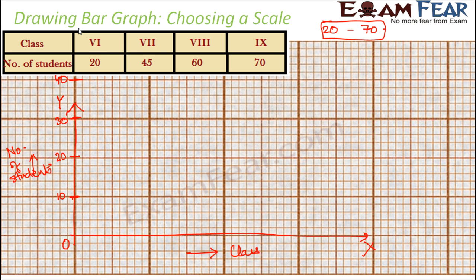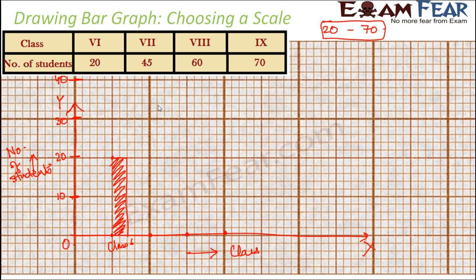So this is how you choose the scale, and once you have chosen the scale, then your job is pretty simple. You just need to draw the bars corresponding to 20. Now again, when you draw the bars, draw them equi-spaced. That is, they should be spaced equally and their width should also be the same. Let's say this is the width that you are considering. So this would be your first bar, and this bar, which represents 20 students, belongs to class 6.